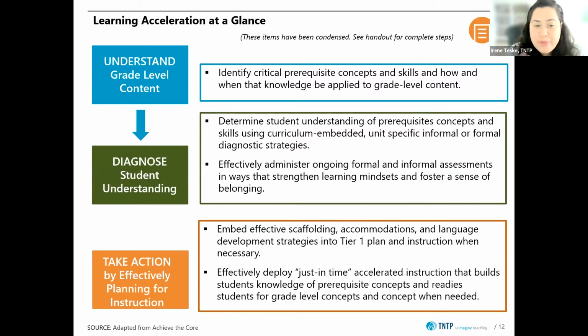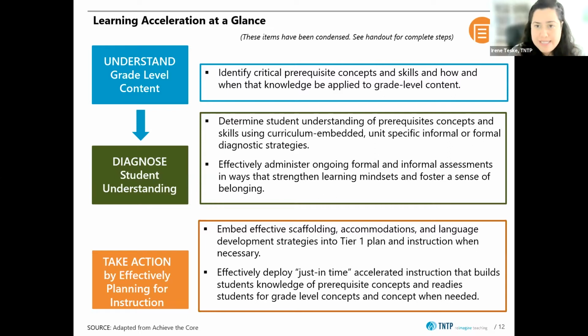So saying that we accelerate learning, it connotes that our system, our schools, our educators, leaders are leaning into these three key principles that you see on the slide. So understanding grade level content, diagnosing student understanding, and taking action by effectively planning for instruction. So we're going to read a little bit more about each of these, but I would like you to keep in mind that what you see on the slide only highlights a few items for each principle, and a more comprehensive list is in your handout.